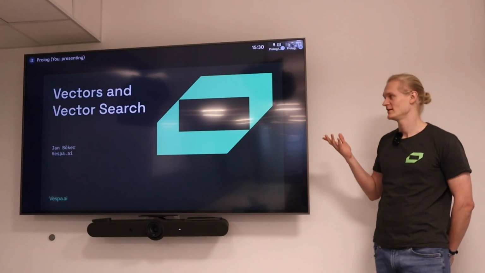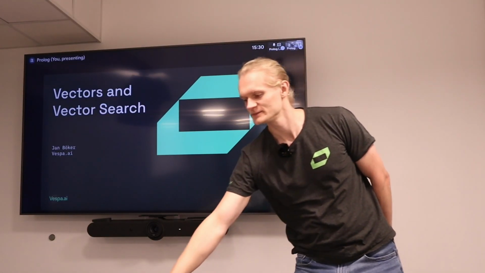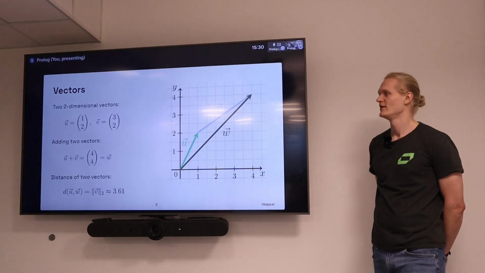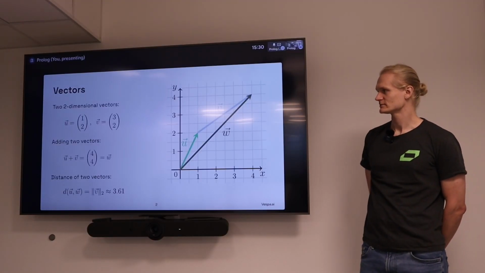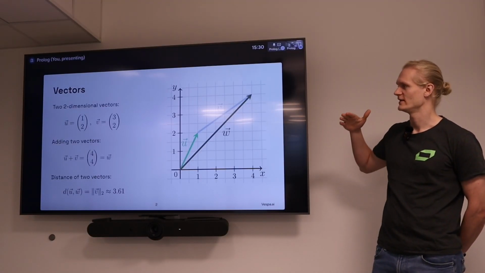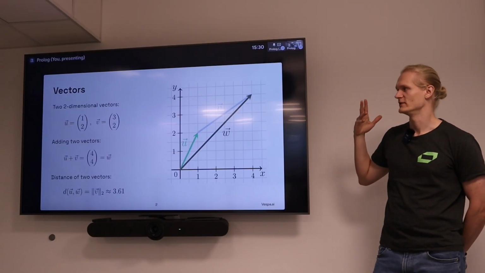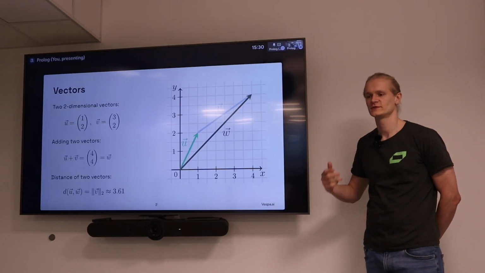The first thing I have to do is basically to throw you in at the deep end and remind you of your high school days where you learned about vectors. And for this talk, it's just enough to see vectors as numbers that we stack on top of each other. We don't need any mathematical definitions.